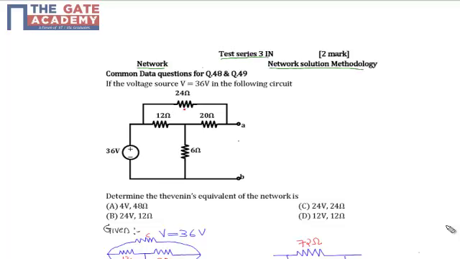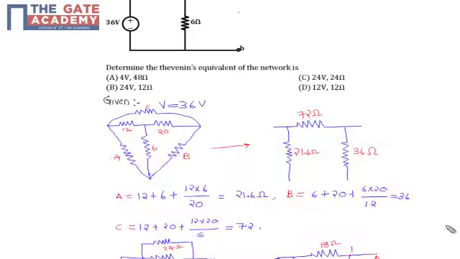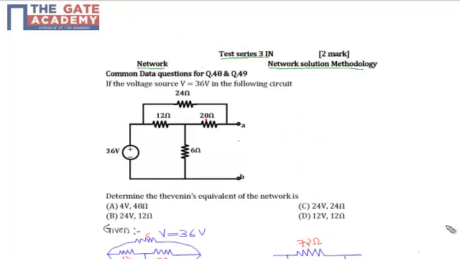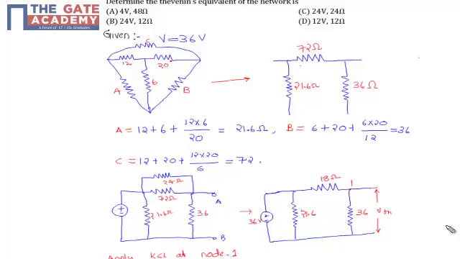Assume this is a T network. We can convert this T network to a pi network. The T network has 12, 20 and 6 ohms. Convert this T network to the pi network. To calculate the value of A, it is the resistance 12 plus 6 plus 12 into 6 by the other resistance, 20 ohms. From that we can find the value of A, that is 21.6 ohms.